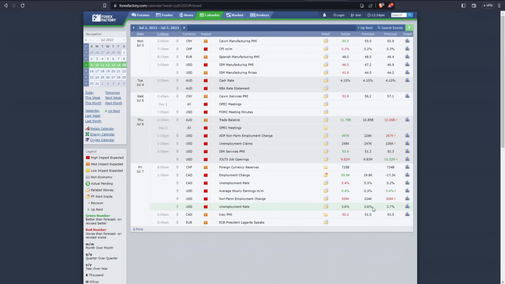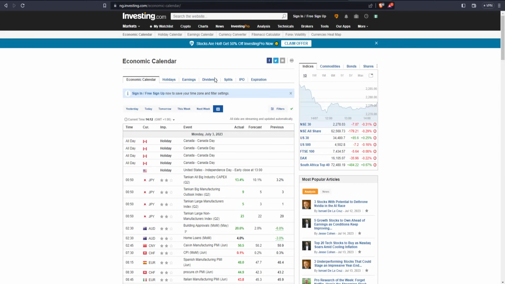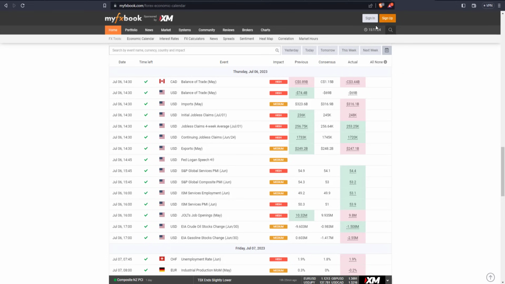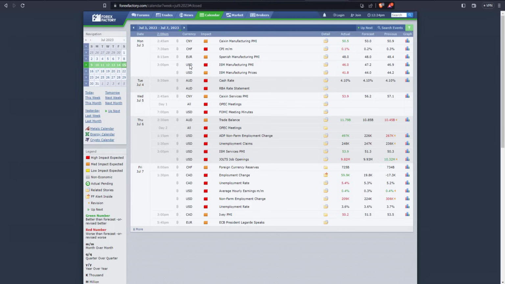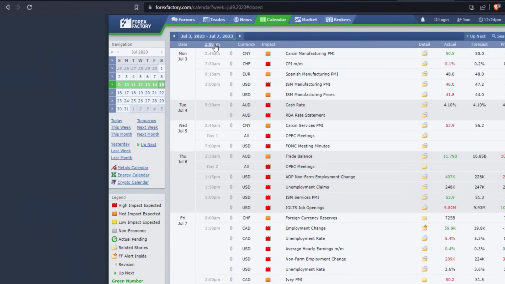So let's get into interpreting some of these economic data so we can use them for our own advantage in trading. We have several economic calendars on the internet. We have the one on forexfactory.com, we have the one on investing.com, and we also have it on MyFXBook. So I'm going to use the one on forexfactory.com because I realized that a lot of traders use it. So the first thing you need to do if you come to forexfactory.com is to search the calendar and then make sure that the time is reflecting the time in your own country.